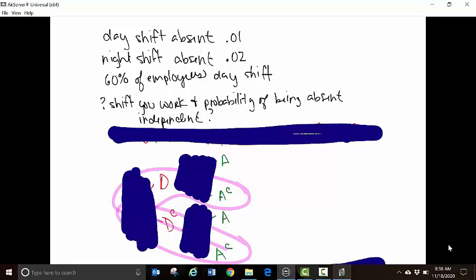What we're asking is: are the shift you work and the probability of being absent independent? Or are you more likely to be absent, it looks like, at night? Okay? When we say 60% of employees work the day shift.